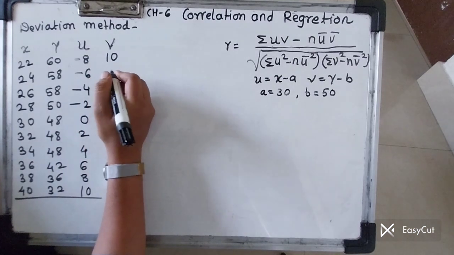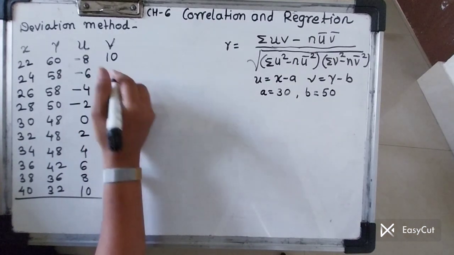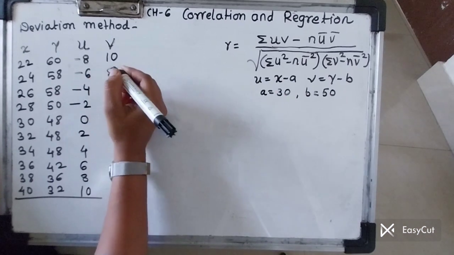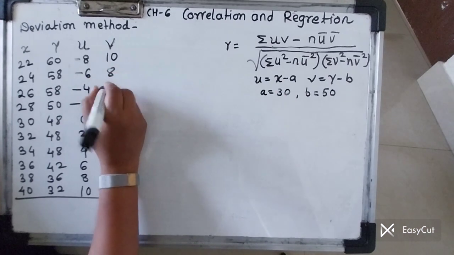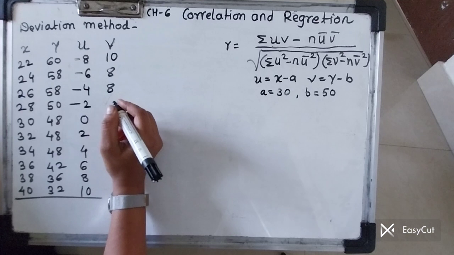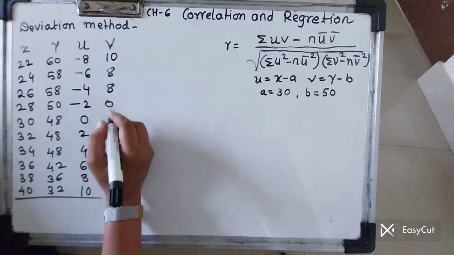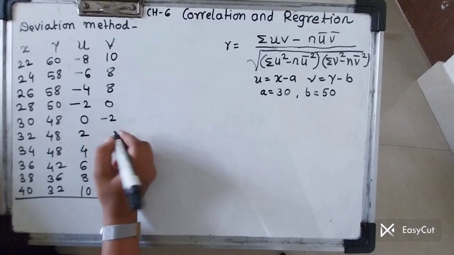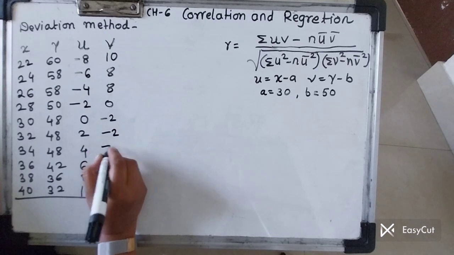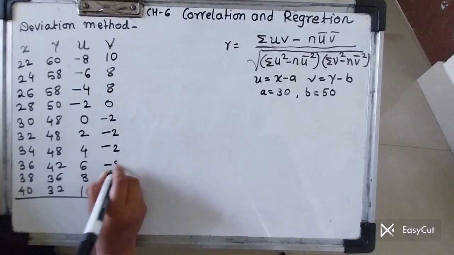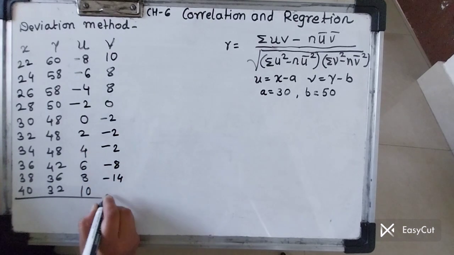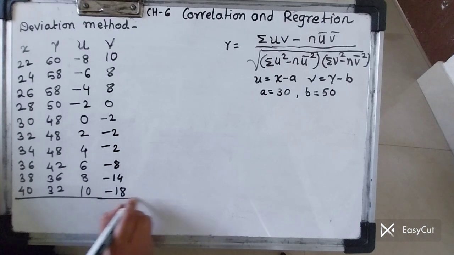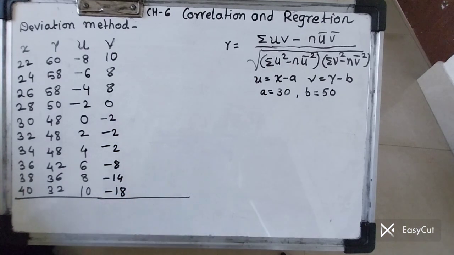Next, 58 minus 8, so it is 8. Again 58 minus 8, it is 8. Okay. Next, similarly 50 minus 50, so this is minus 2. This is minus 2, minus 8, minus 14 and minus 18. Okay. Now what we required, see in the formula and prepare the table.